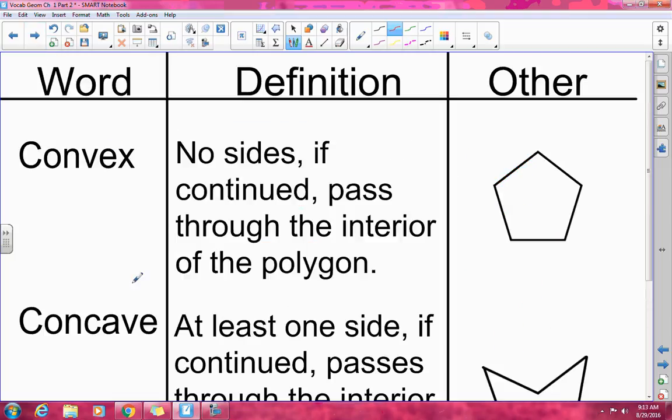Next, these are two words that help us classify polygons. So polygons can be convex, and a convex polygon basically means it's all popped out. There's nothing that juts into the shape. So the formal definition: no sides, if continued, will pass through the interior, or the inside, of the polygon. So what that means is if I continue all of these sides, notice that none of them go through the middle of the shape. They all just stay on the outside of the shape. So that's a convex polygon.